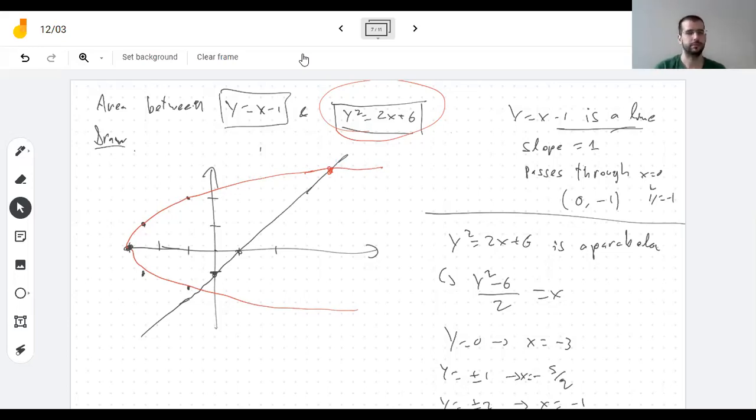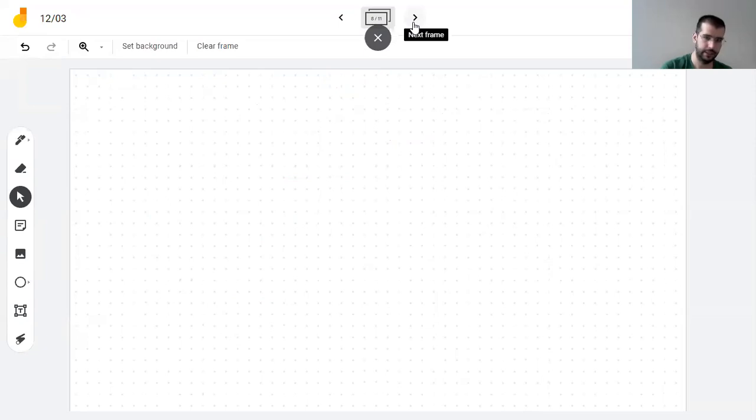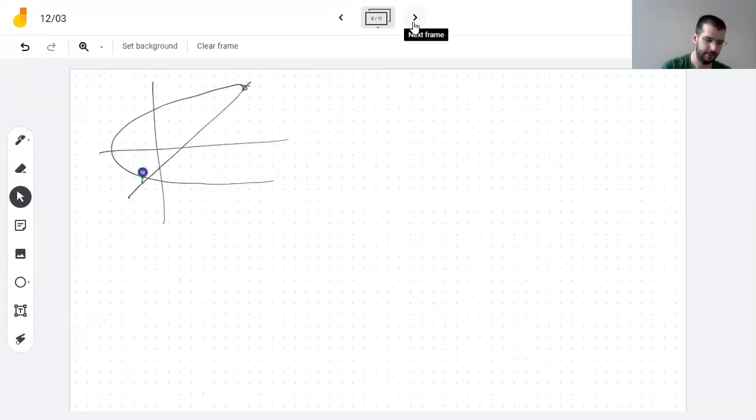Oh, it's a really good picture. Good job, me. So now that I drew them, I know what the area between them means. I can see it right here. The question now is how to write this area as some integrals. There's more than one way to do it, and some are better than others. So this is the area.